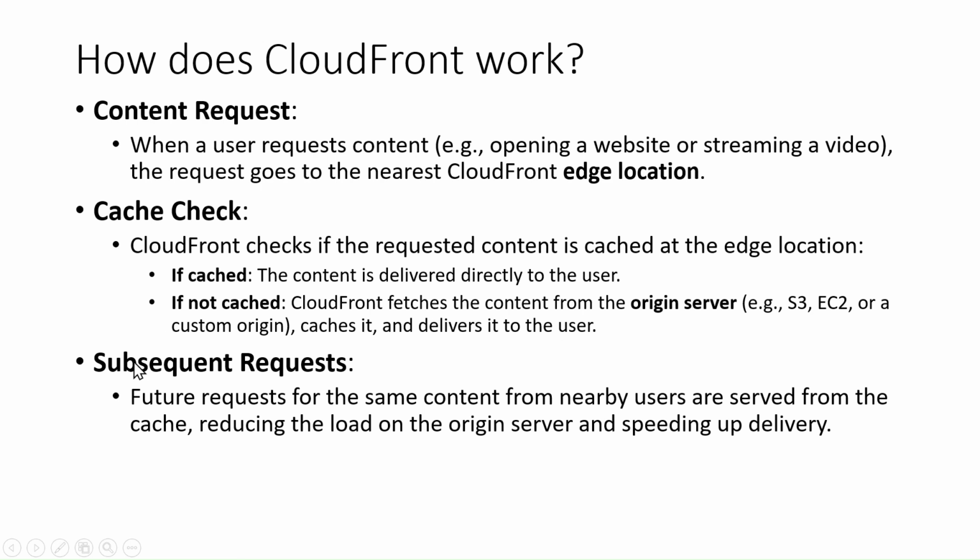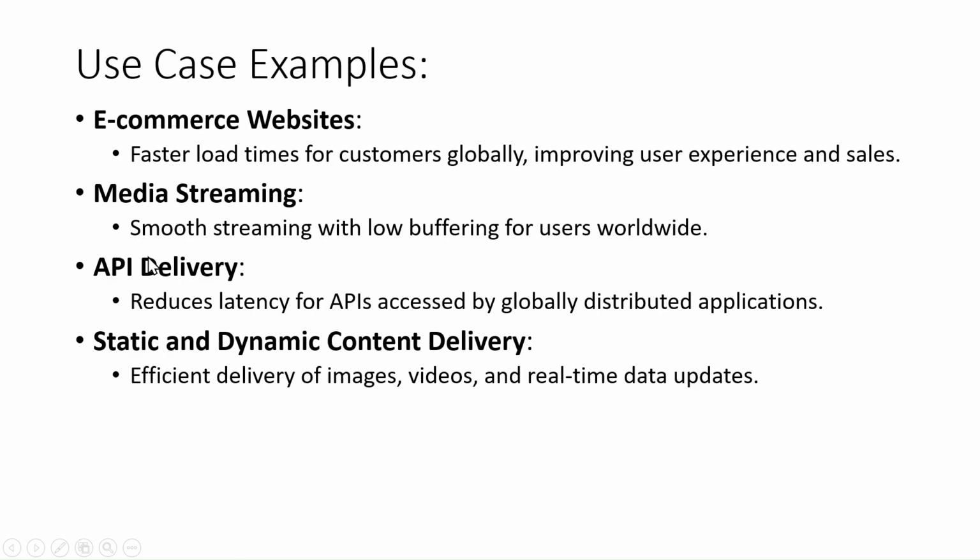Okay, and subsequent requests. Future requests for the same content from nearby users are served from the cache. Once that content is cached, it won't go again and fetch the data from the origin server. Automatically it will serve from the cached location, reducing the load on the origin server and speeding up the delivery. Fine. And these are the use cases, where all of this applies to your e-commerce websites.